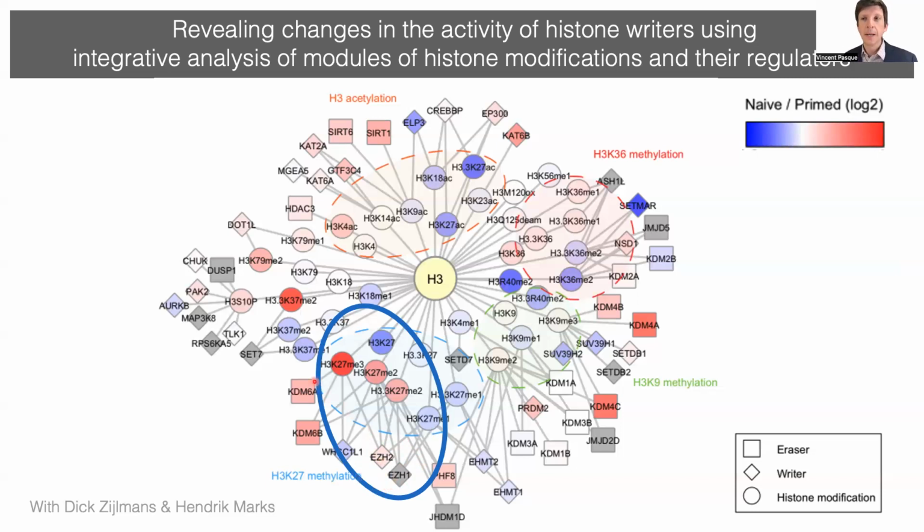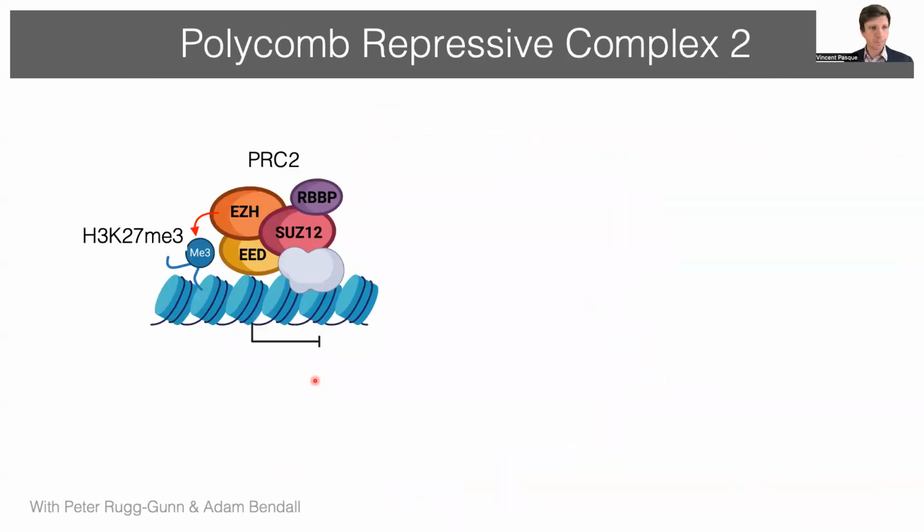So this suggests that it is the activity of the complex that changes between different cell states. As I mentioned, H3K27 trimethylation is deposited by the Polycomb Repressive Complex 2, a developmentally regulated chromatin regulator that is evolutionarily conserved. It's very important for regulating how gene regulatory programs are deployed in the embryo.